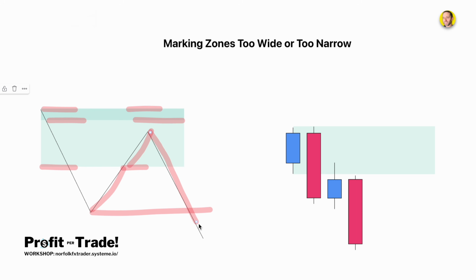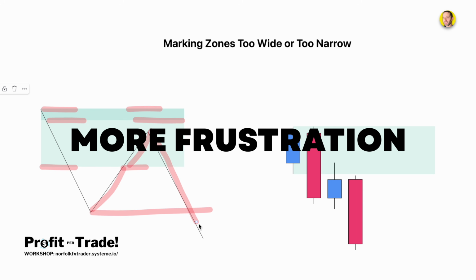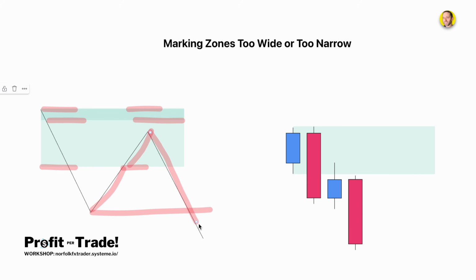Now that can lead to even more frustration, and very often traders find missing a trade is harder to deal with than having a losing trade, especially when you see that trade would have gone on to profits in the market. When you lose a trade, you were wrong. But when you miss a trade and you were right and you didn't capture that trade, that will hit your emotions even harder. Make sure you're not marking your zones too wide or too narrow.